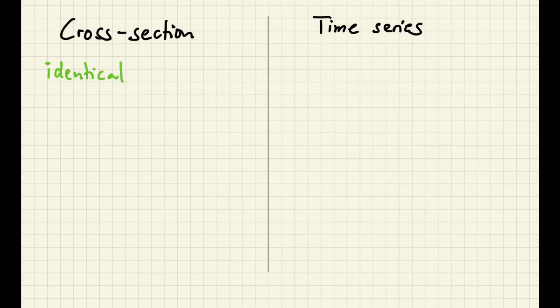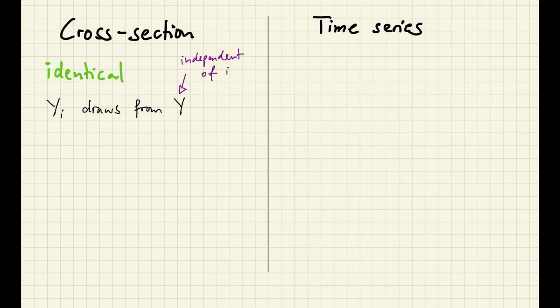Identical sampling means that every cross-sectional observation yi draws from the same population y. So what is important here is that y does not depend on i.